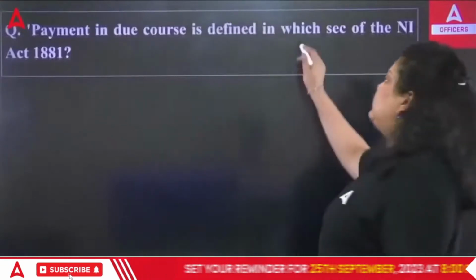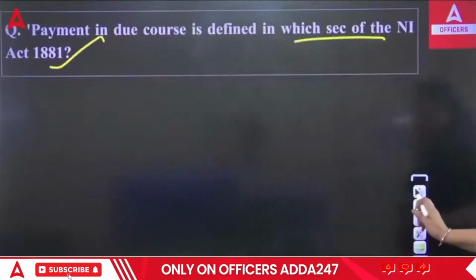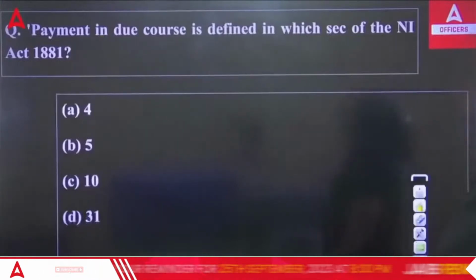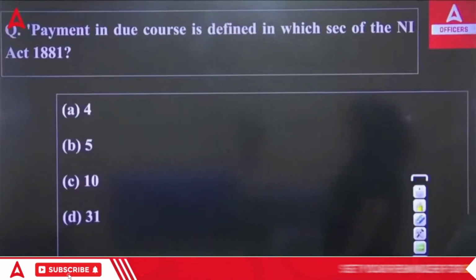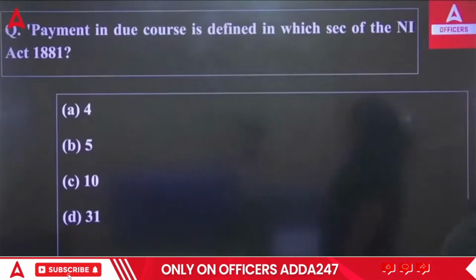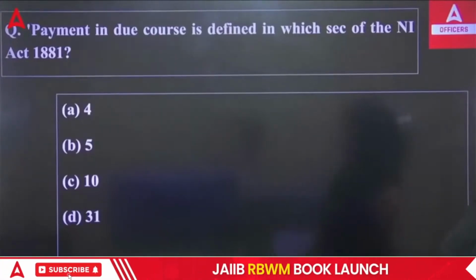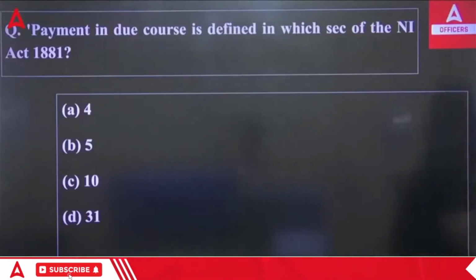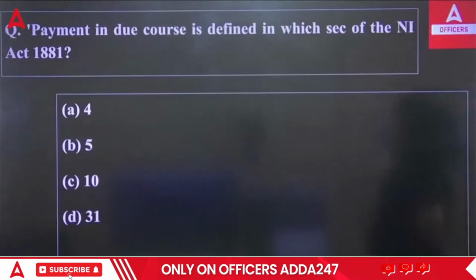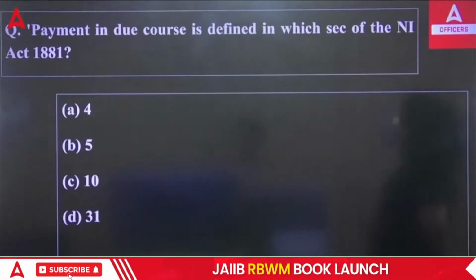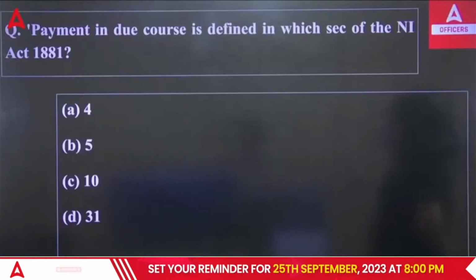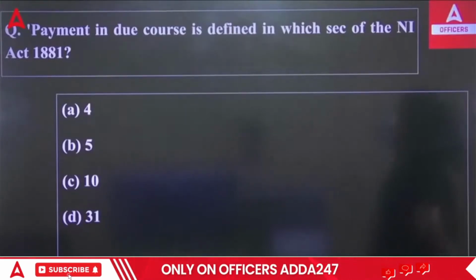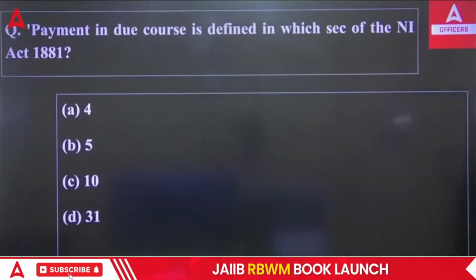Next, payment in due course is defined in which section of the Negotiable Instrument Act 1881? So payment in due course is defined under which particular section? You have to answer: Section 4, 5, 10 or 31. Which particular section talks about the payment in due course? So what does payment in due course actually mean? It means making the payment within the apparent tenure of the instrument, in good faith and without negligence, to any person in possession thereof, under circumstances which do not afford a reasonable ground for believing that he is not entitled to receive payment of the amount therein mentioned. So payment in due course simply means the payment in accordance with the apparent tenure.